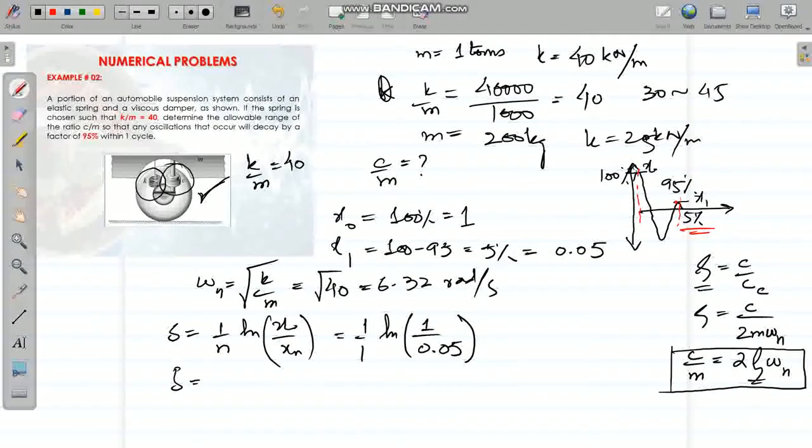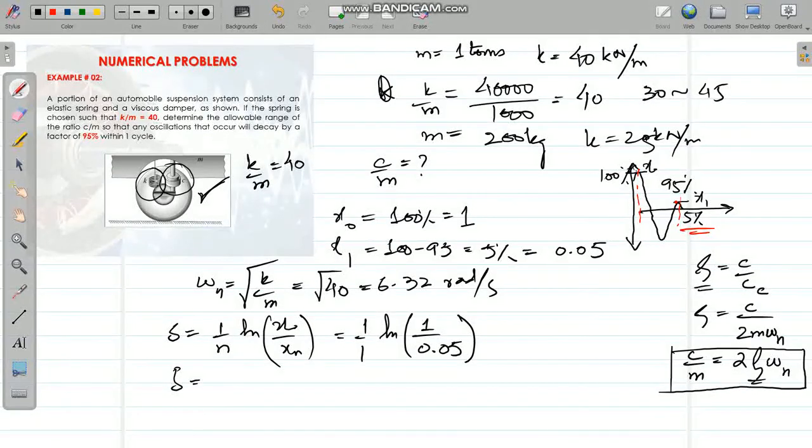So delta is nothing but, you should take the natural log of 1 divided by 0.05. What you get is 2.995. This is the value of delta.